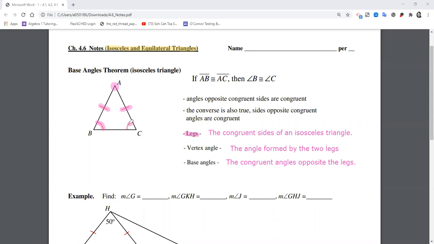And then the base angles are the congruent angles that are opposite of the legs. What I mean by opposite of the legs is that across from AB is angle C. That's opposite. Across from side AC is angle B. So those base angles are always congruent, and they are opposite of those congruent legs.